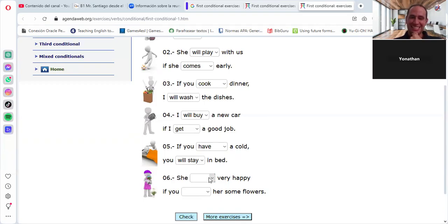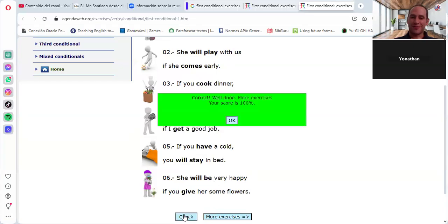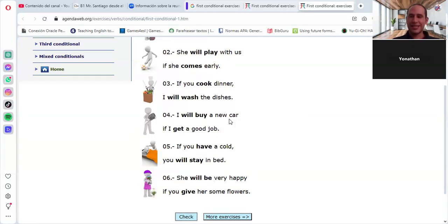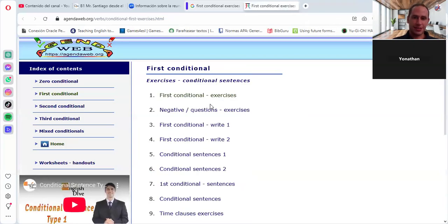Look at the image. She's very happy. Try again. Remember, be careful with the if clause. She will be very happy if you give her some flowers. Okay, awesome. Let's check. Let's try the last one, and that's all.